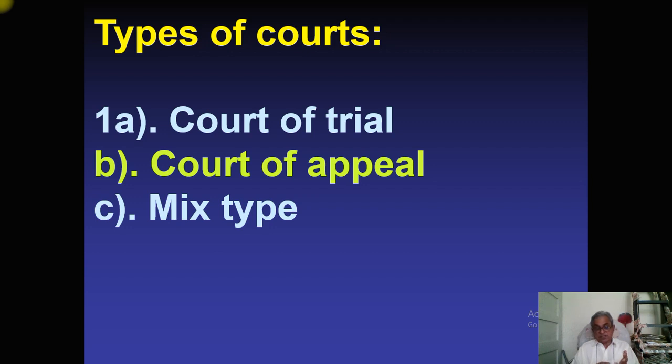So civil courts, magistrate courts and session courts for the punishment of death are the courts of trial. The session court is also a court of appeal against the decisions of the magistrate courts and the civil courts. So it is both a court of trial as well as a court of appeal. It is called the mixed court. The high court and the supreme court both are courts of appeal. These are not courts of trial.